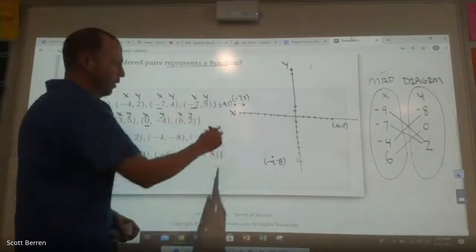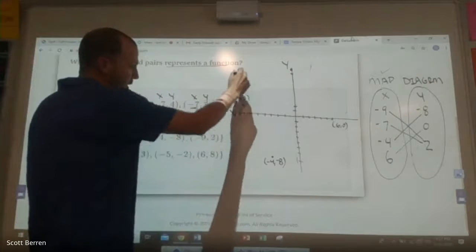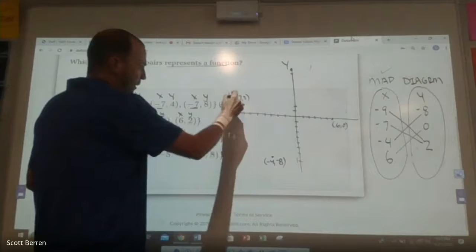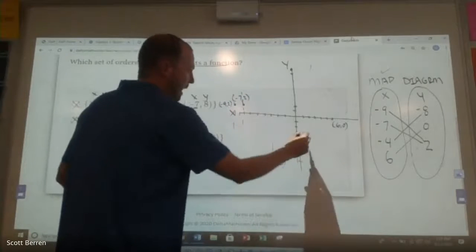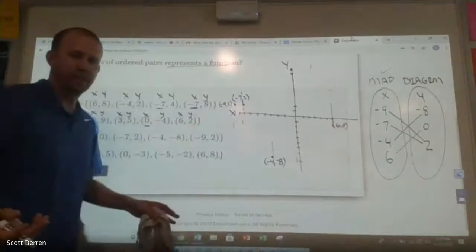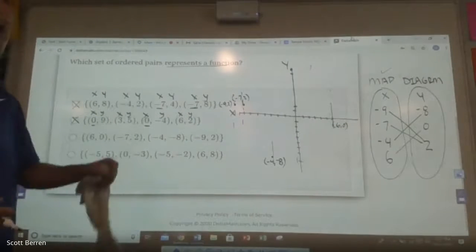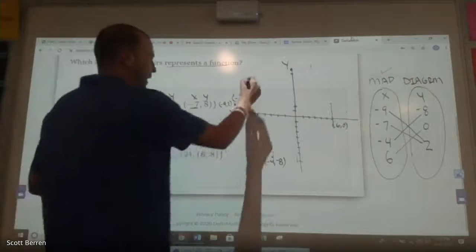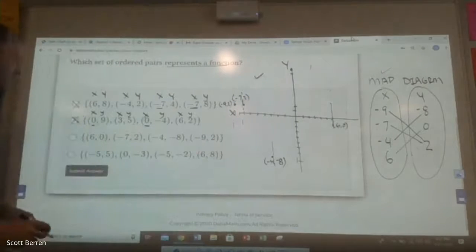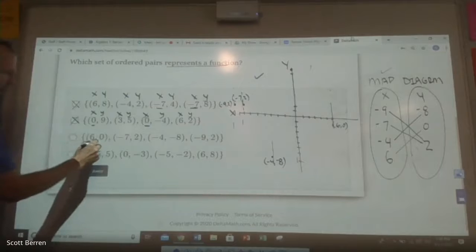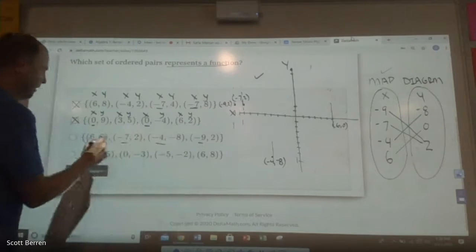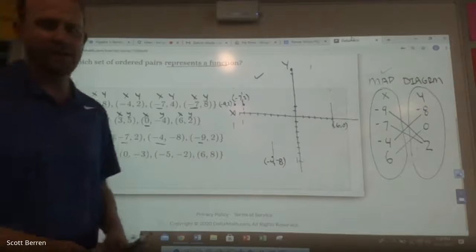This passes the vertical line test. I could draw a vertical line over each of these, and they don't intersect with another dot. So this one looks good. So the map diagram's good. Our chart is good. And then check this out. I don't have an x value that repeats. Nothing repeats. So that's going to be our answer right there.